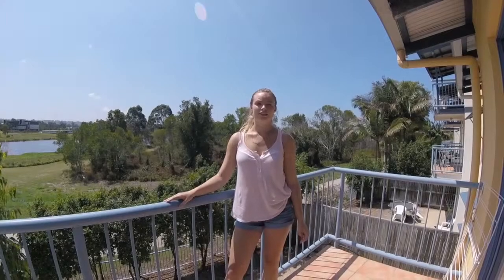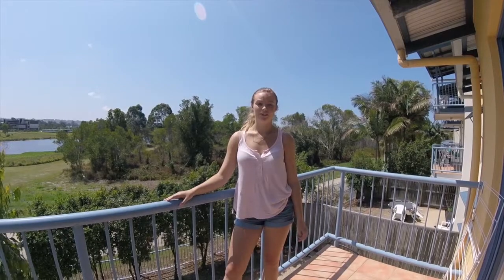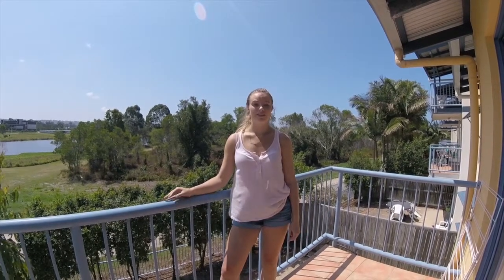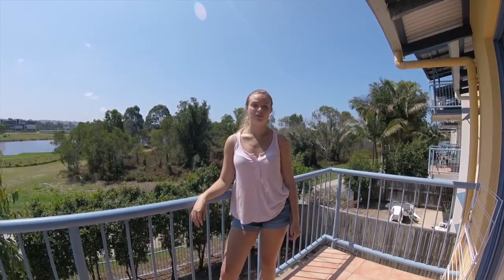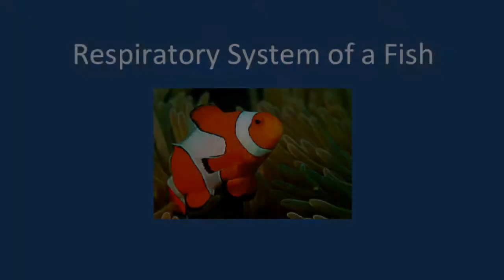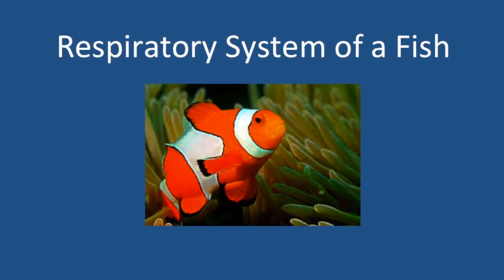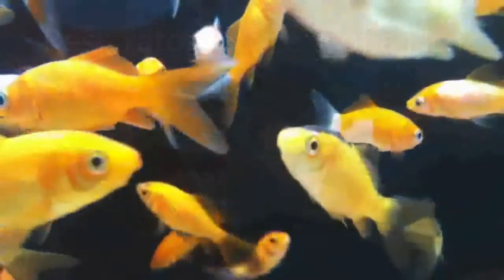How each species does this can depend on the environment they are in and their respiratory systems. Fish and mammals have very different respiratory systems due to the very different environments they are in. We'll start off with the respiratory system of a fish. They use their gills for gas exchange.